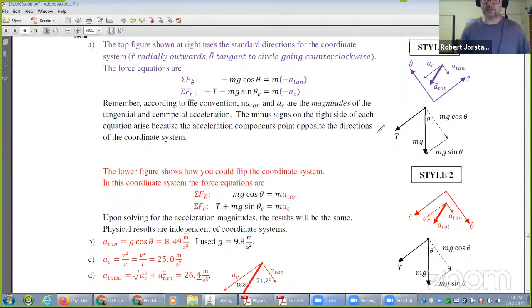In the radial direction, this is negative, this is negative. That's why they're both negative. AC is the magnitude, and it points towards the center. So notice it's in the negative R hat. If we do the theta hat terms, or the tangential terms, this is negative. This is the tangential acceleration. That's also negative. So that's where these minus signs come from.